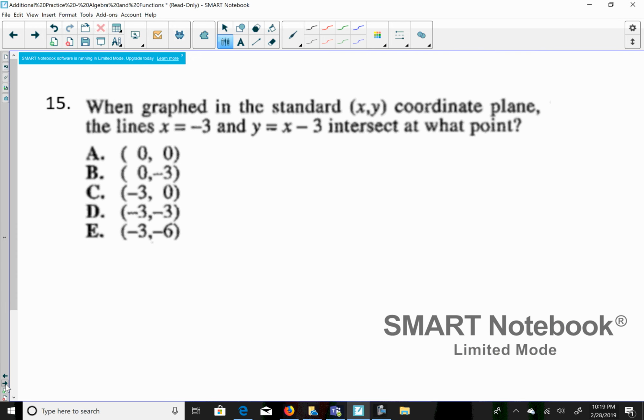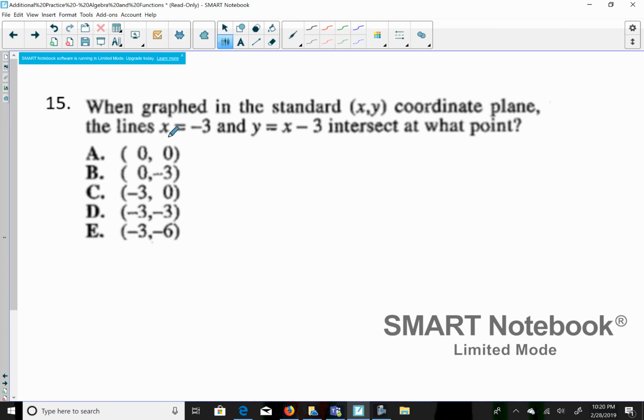Number 15. When graphed in the standard XY coordinate plane, the lines x is equal to -3 and y is equal to x minus 3 intersect at what point? You could graph this, or you could just use substitution. I think in this case, substitution is actually going to be easier.